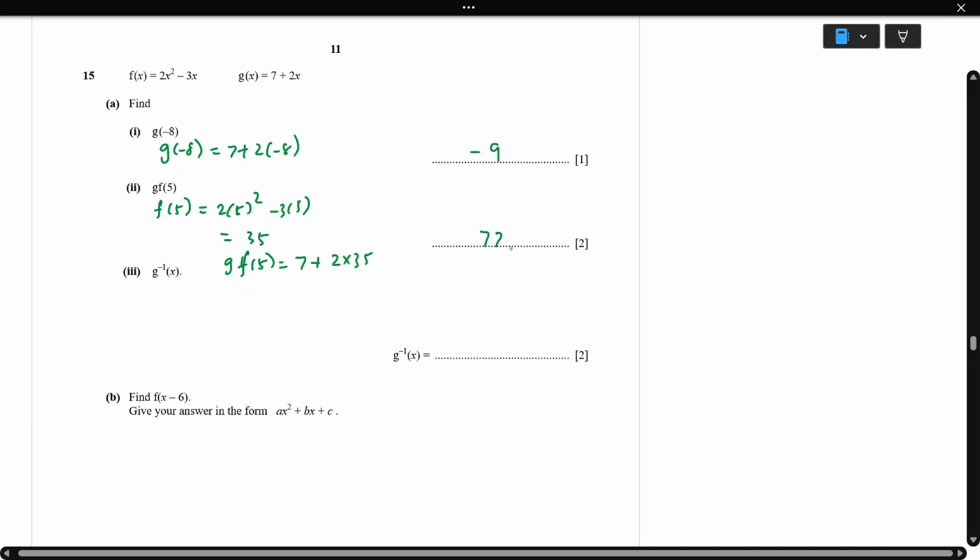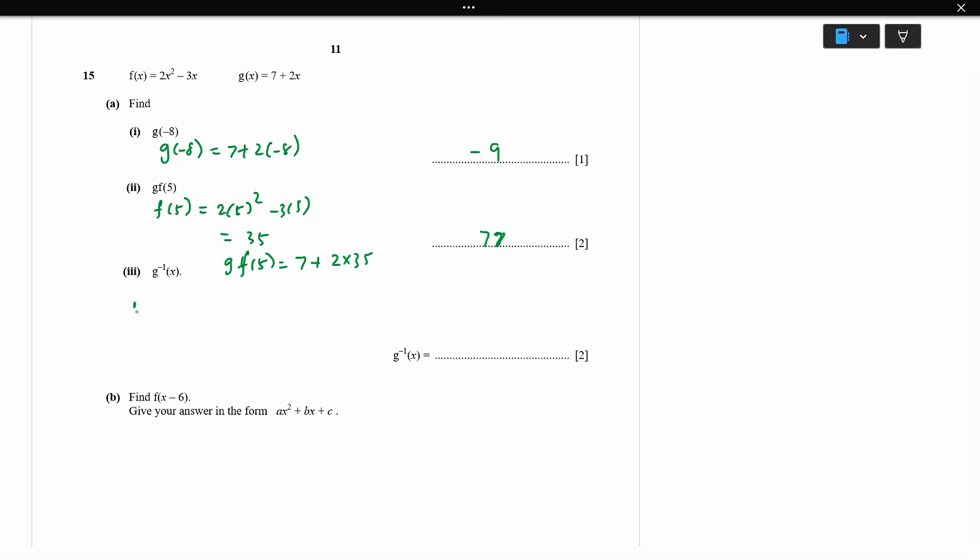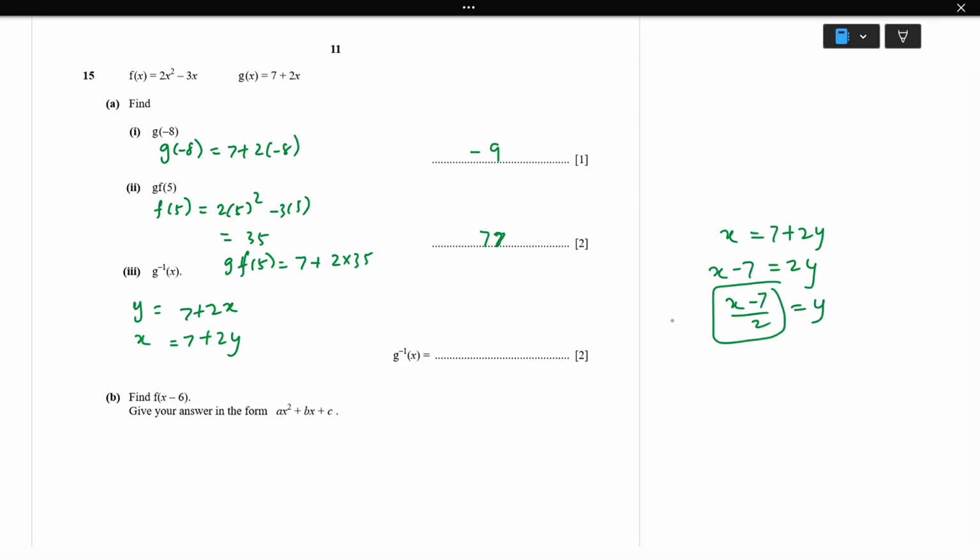Okay, the next one, 7: the inverse of g of x. So y equals g of x, which is 7 plus 2x. Now I'll swap x and y: x equals 7 plus 2y. Now I'll solve this. So x minus 7 equals 2y, so (x minus 7) by 2 equals y. This is our answer: (x minus 7) by 2.